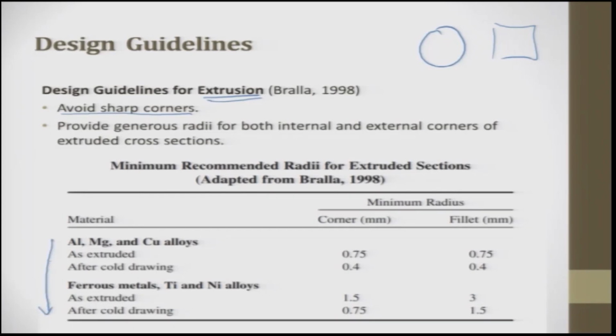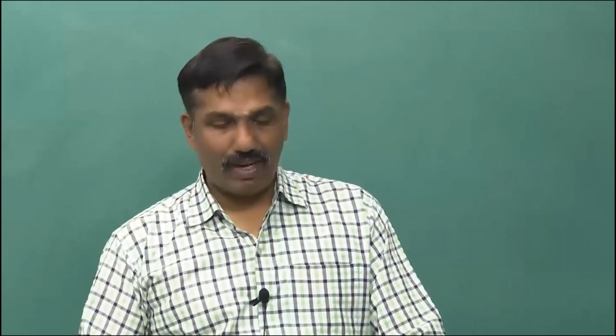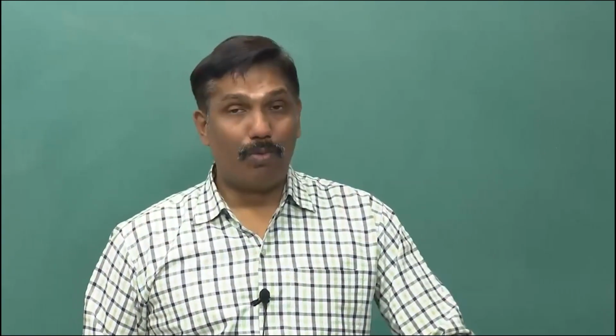Here are some materials which we have given, and look at the corner radius. For aluminium and all it is 0.75, fillet radius is 0.75. For ferrous it is 1.5 and 3. So, depending upon the material, the fillet radius is also done. All this information is available in standard books. For example, you can look at data books, wherein different processes have these guidelines given. So, you have to go through that while deciding the geometry for the die.